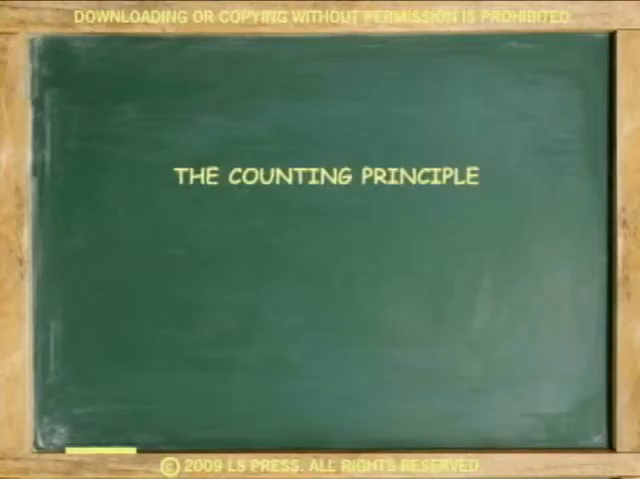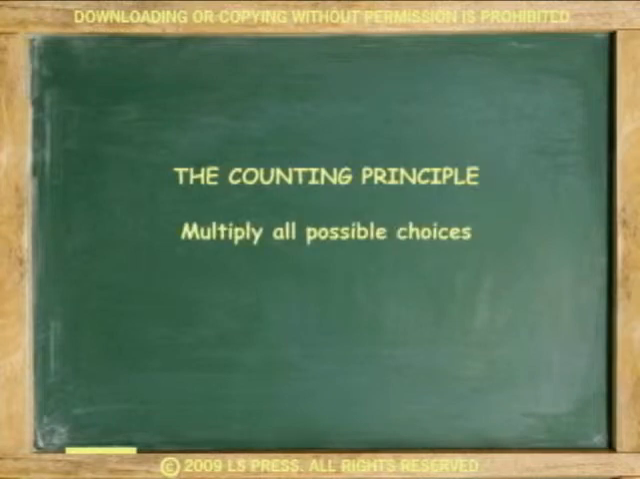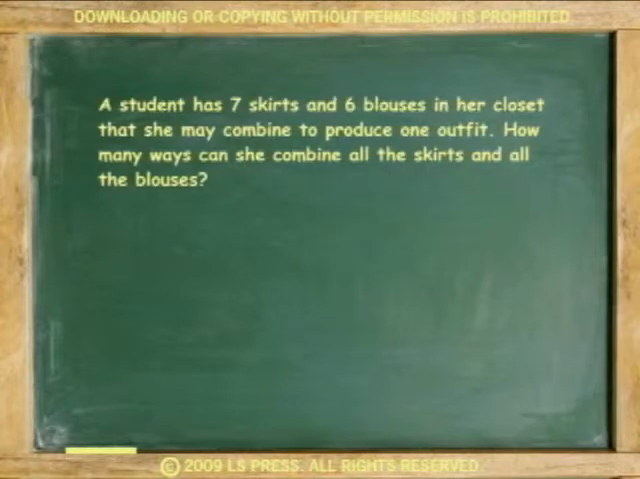When more than one event is taking place, the counting principle is used to determine the possible outcomes. The counting principle states that all the possible choices should be multiplied. For example, a student has 7 skirts and 6 blouses in her closet that she may combine to produce one outfit. How many ways can she combine all the skirts and all the blouses? The short answer would be 7 times 6 equals 42.